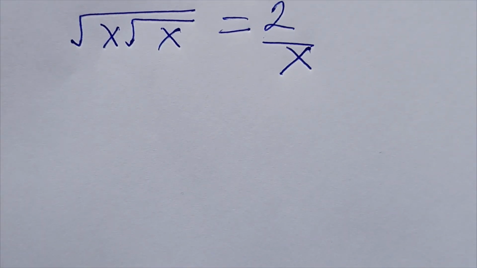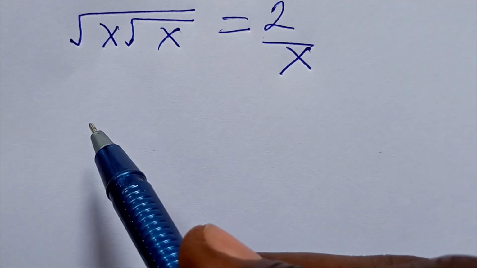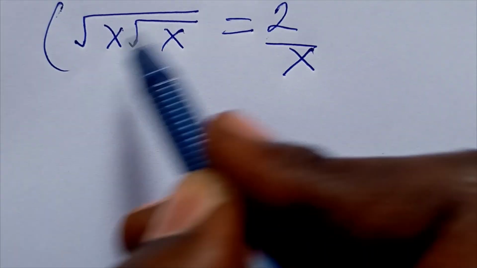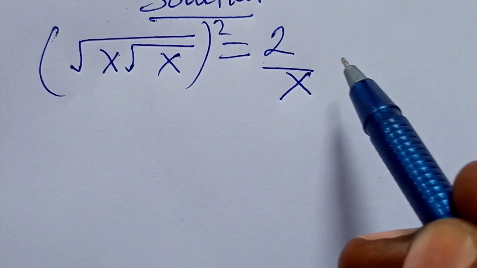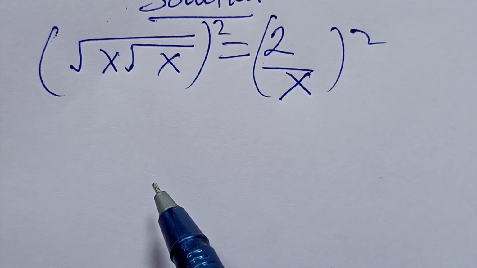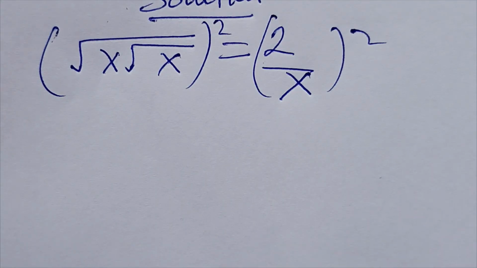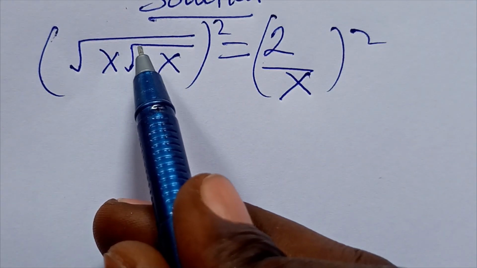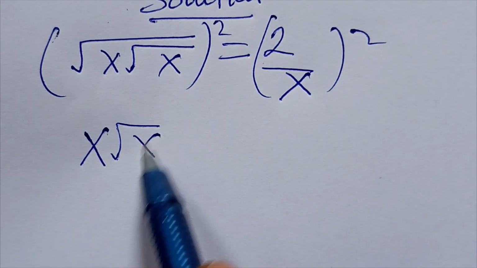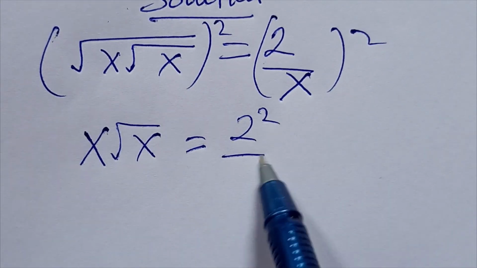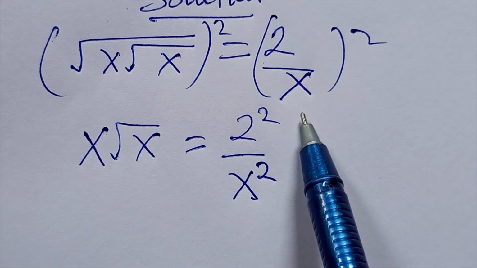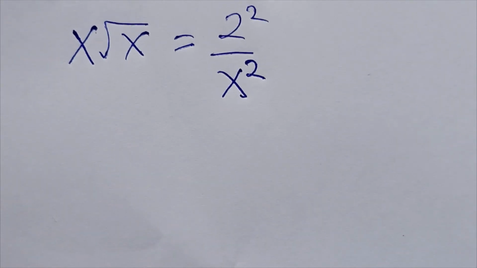Simplifying now, we can decide to solve this equation by first squaring both sides. We can start by squaring here and also squaring here, because whatever you do to the left hand side and you do to the right hand side does not change our equation. So squaring both sides, the square root of this leaves us with x, and x equals 2 squared over x squared, because the square applies to both the numerator and the denominator. Hence this is what we have.